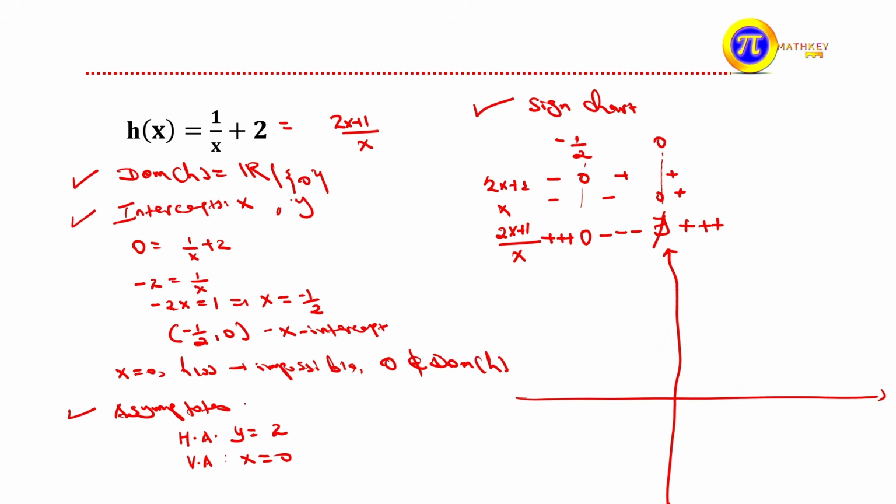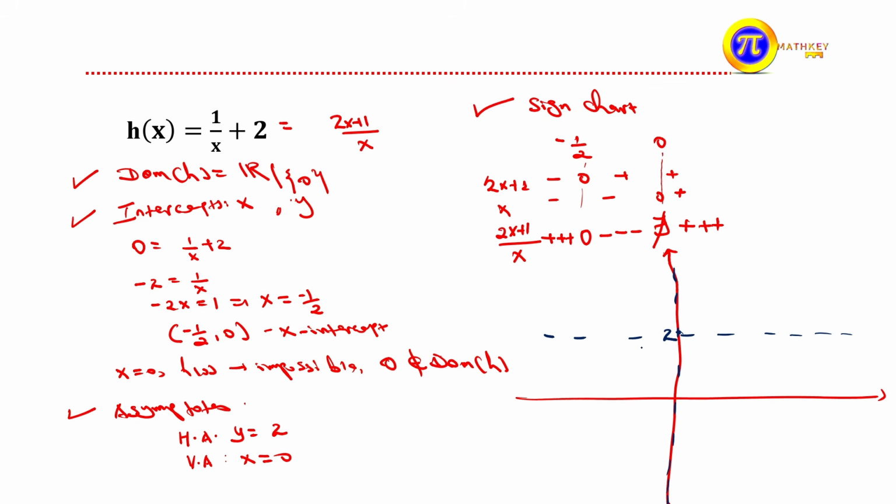We take all the properties. The vertical asymptote here is 0. Vertical asymptote is x equal to 0, on the y-axis. What about the horizontal asymptote? Our horizontal asymptote is 2. Let's consider here is 2.